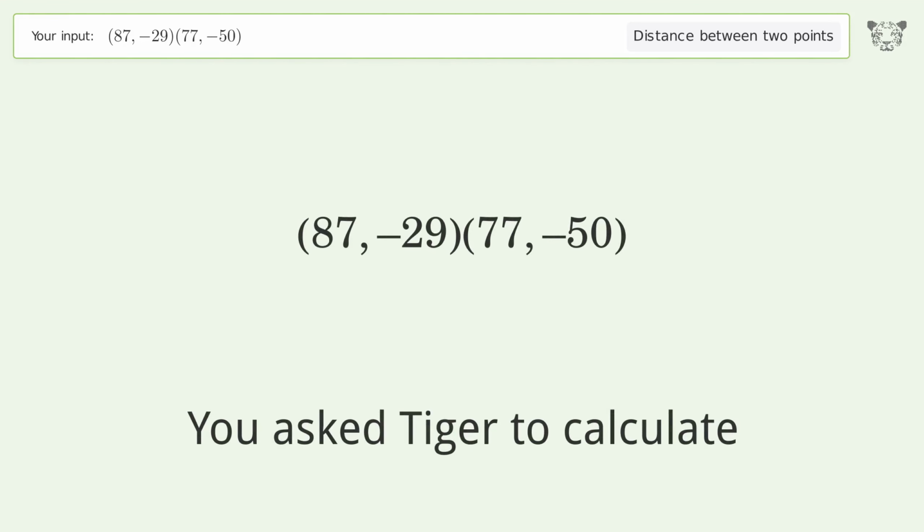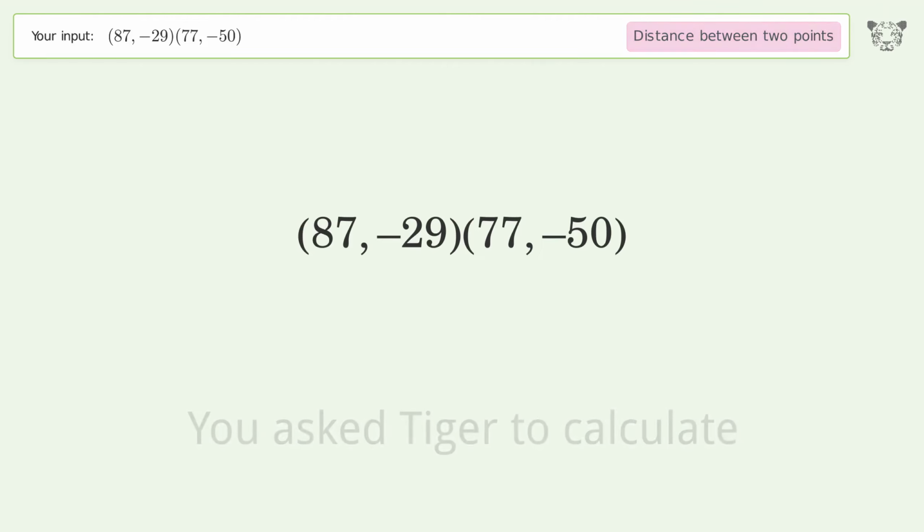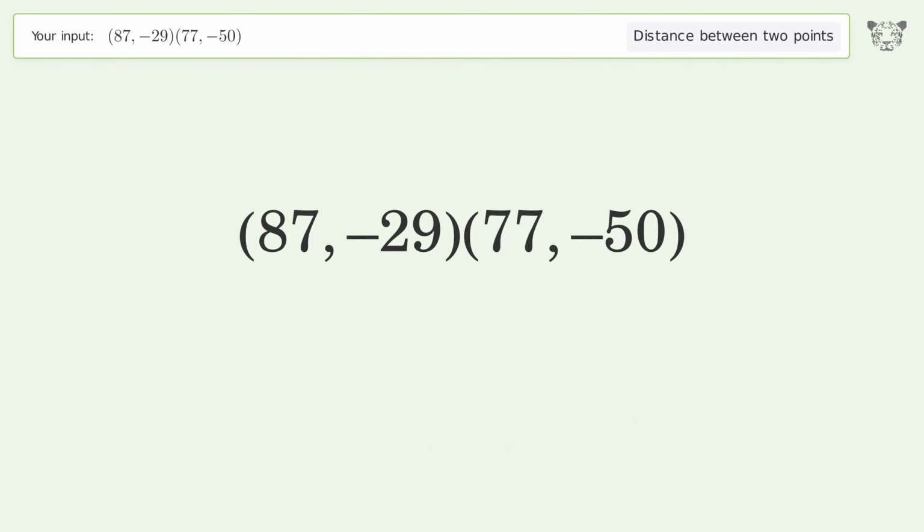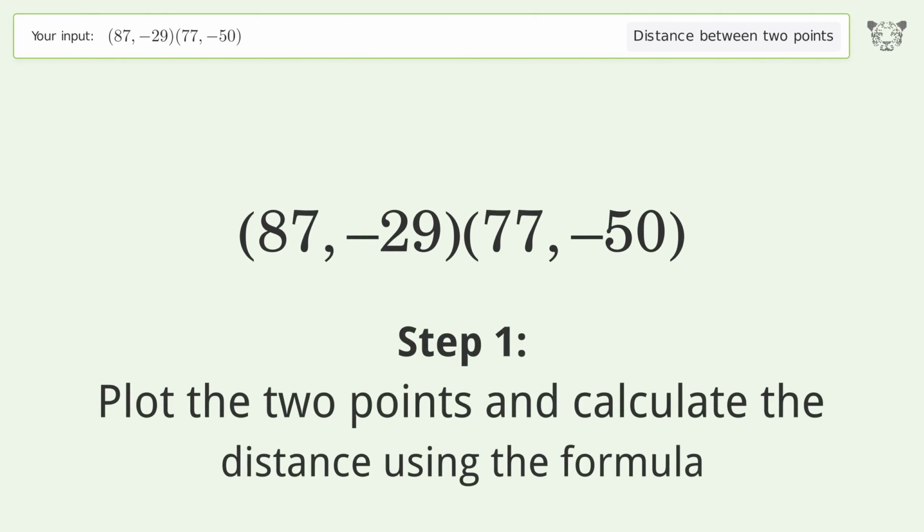You ask Tiger to calculate. This deals with the distance between 2 points. The distance between the 2 points is the square root of 541, or 23.259. Let's solve it step by step. Plot the 2 points and calculate the distance using the formula.